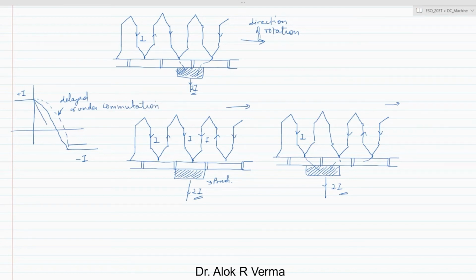Or if it is like this, then this is known as over commutation. So this is basically the characteristic with respect to the time and the current. Okay, so this is the characteristic.